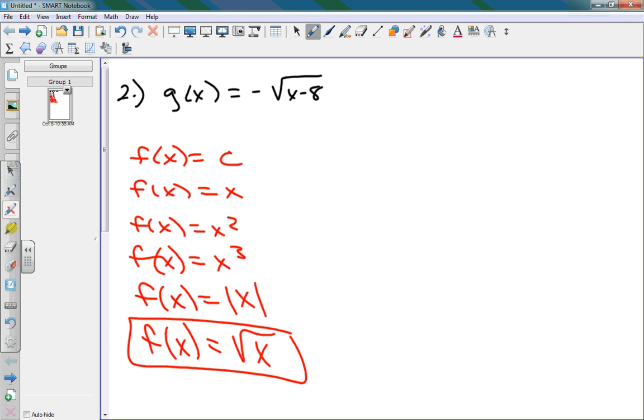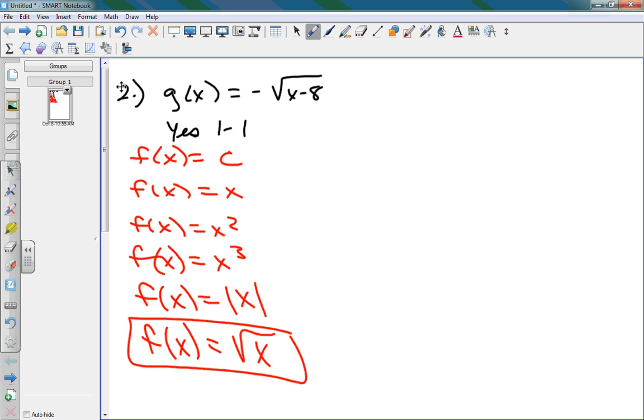So does that pass the one-to-one, the horizontal line test? It's a one-to-one function. Yes, so now I know this thing has an inverse. Because it passes the horizontal line test, and I know the parent function, now I need to find the inverse. So how do I go about finding the inverse?